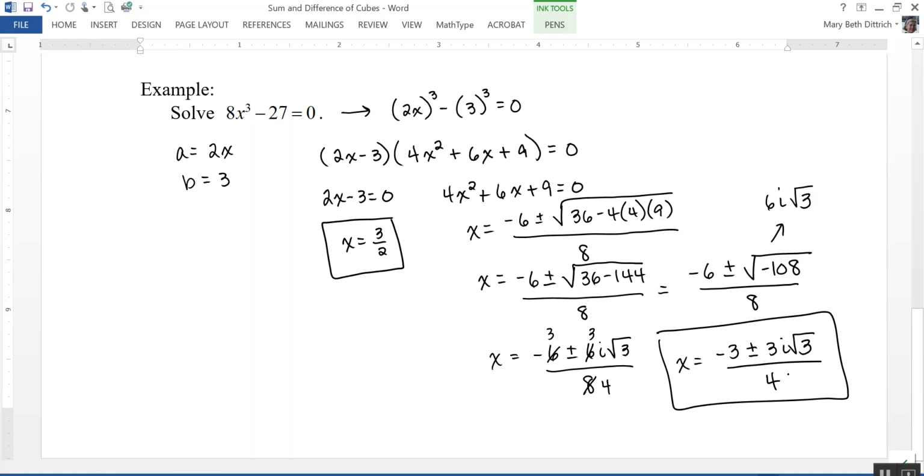So in this video we took a look at how to factor a sum and a difference of cubes and then how to use that to solve an equation that is a sum or difference of cubes.